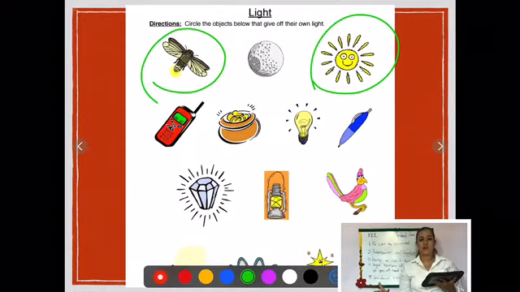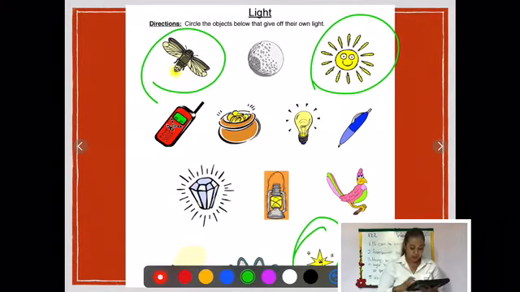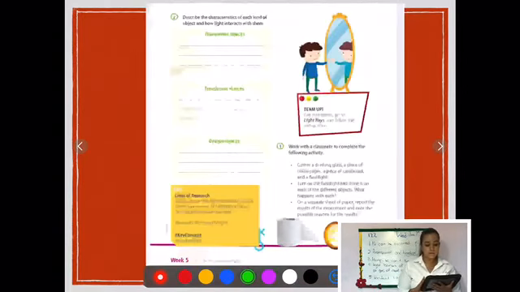A star, does it get its own light? Yes, a star, yes. Remember, it takes thousands of years for a star to get its light. And finally, we got a candle. Does it get its own light? No, it doesn't produce light. You need a match to turn on the candle. So these are the three objects that produce their own light, okay?